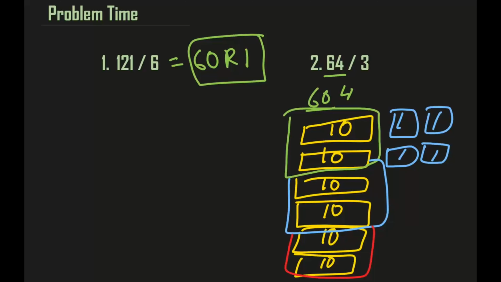Now, let's look at the ones blocks. So here we have 4. 4 is not a multiple of 3. So what we'll do is let's try removing one of those. Then we'll have 3. So that means that'll work. So we have 1 in each set. So 1, 2, and 3.